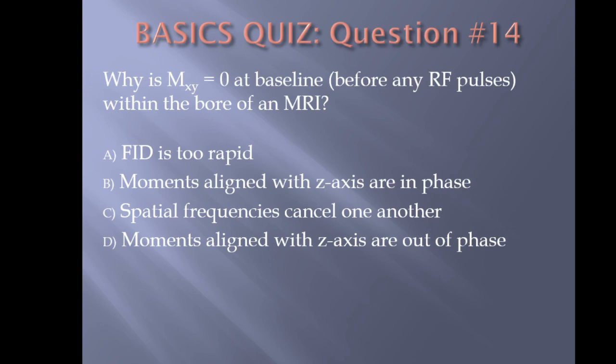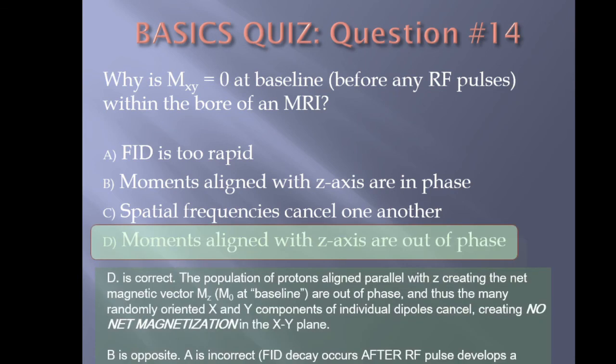D, yes, D, not C. Spatial frequencies cancelling one another is just a distractor that doesn't really make sense. Free induction decay being too rapid? Well, this is before any RF pulses, so free induction decay has nothing to do with it. The moments aligned with the z-axis are out of phase.